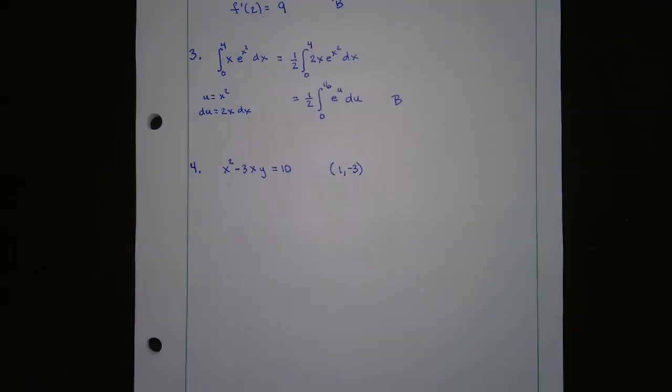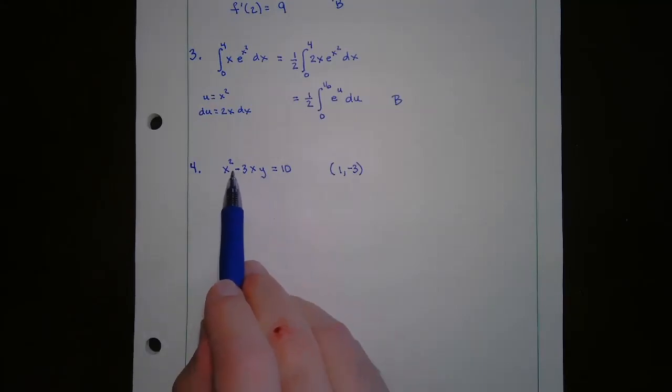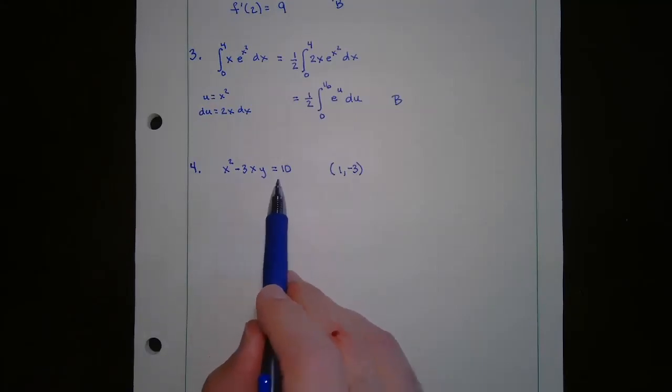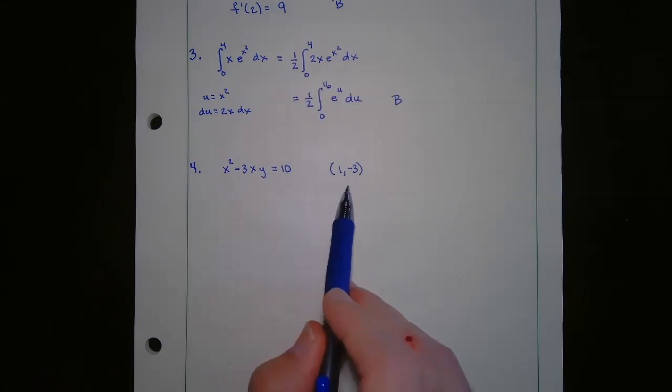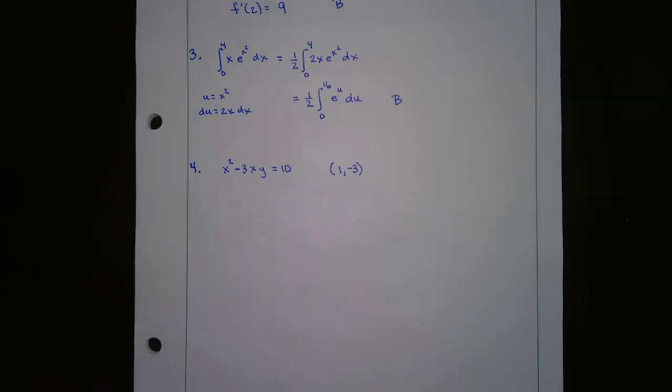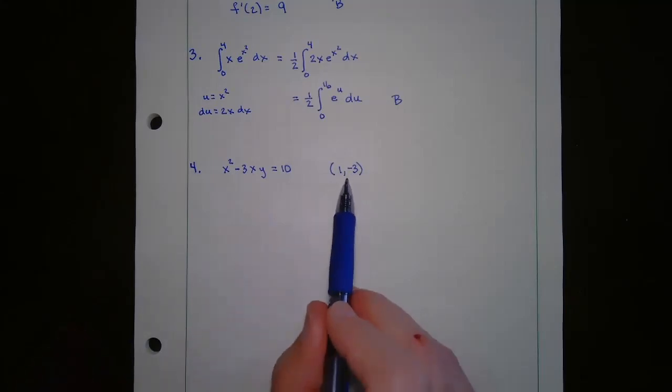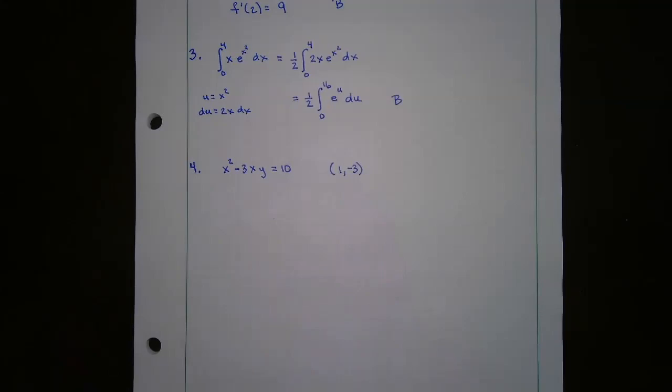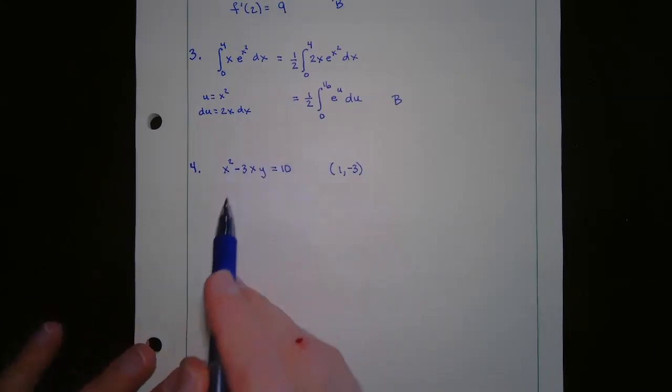Okay, for number 4, we have the equation x squared minus 3xy is equal to 10. Okay, and at the point (1, -3), they're asking you to find the line tangent to the graph, right? All right, so this is the point of tangency, so I have that. So to find the tangent line, I also need to know the slope. Well, to get the slope, I need the derivative, right?